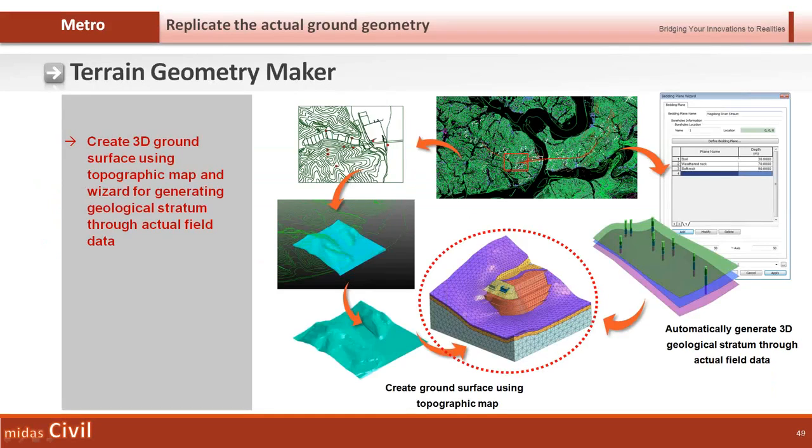Midas GTS NX actually replicates the complete actual geometry of the ground. Whatever actual geometry is there on the ground surface, it can be replicated using Midas GTS. Midas GTS has one special tool called Terrain Geometry Maker, using which you can replicate the exact ground profile. You can also replicate the underneath layers using the borehole plane wizard. Using the borehole test, whatever depth you have found, you can insert it, and it will automatically replicate the internal depths also.